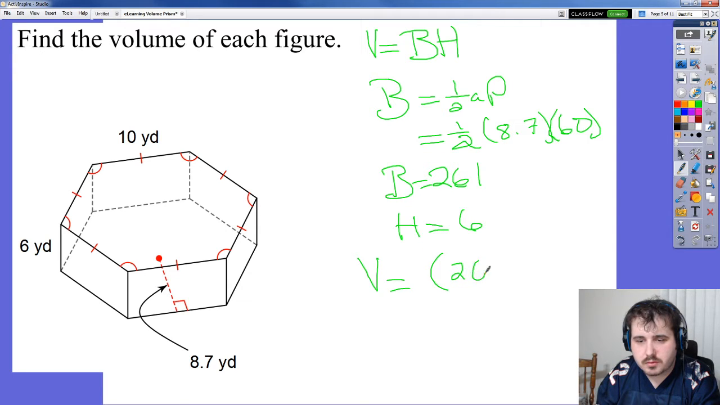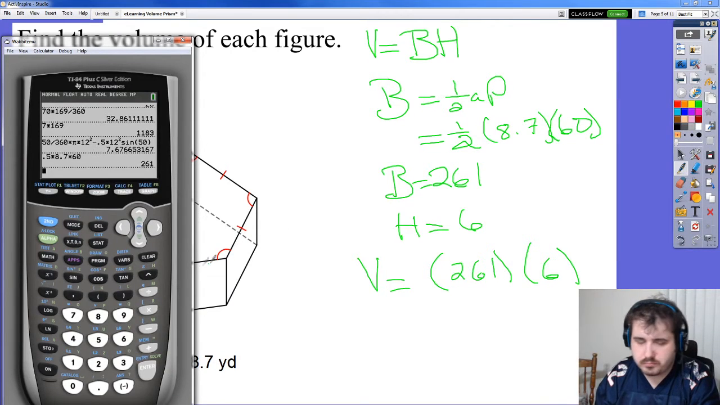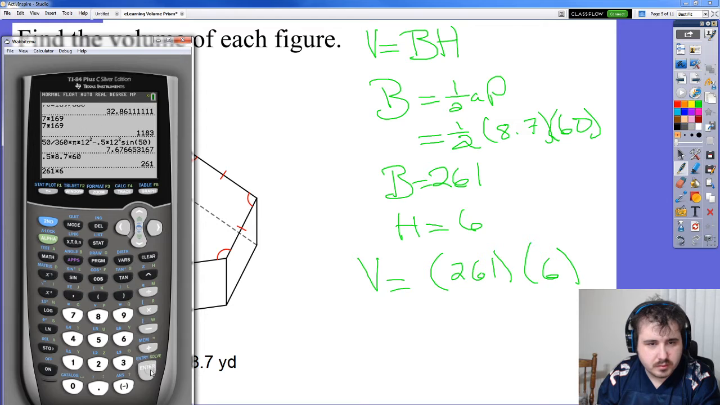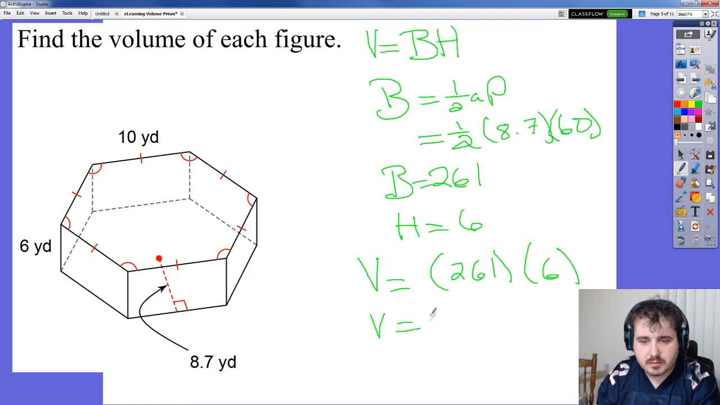And then we're just going to do volume equals area of the base times the height. So whatever that is, it's 1,500 something probably. 261 times 6, 1,566. The units are yards. Since it's volume, it's yards cubed.